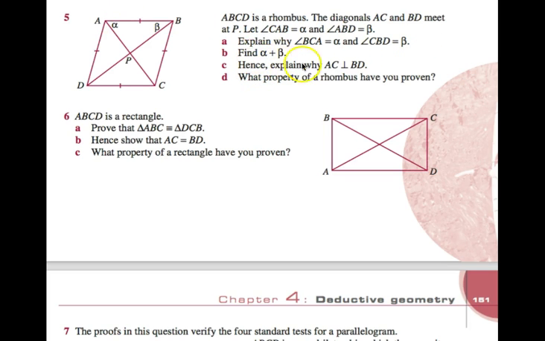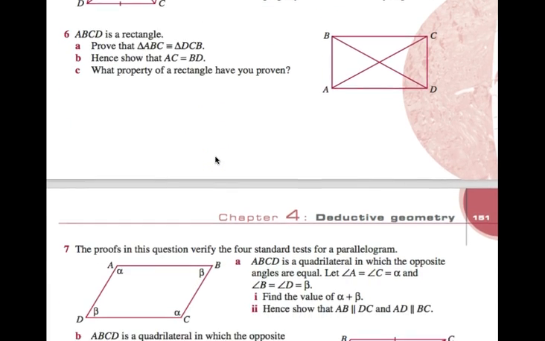You have to find alpha and beta, I think, through all of this. Okay, using angle sum of a triangle with triangle ABC. Then you're going to have to explain why AC is at right angles to BD, and show the property of the rhombus that you've proven. To show AC is perpendicular to BD, you cannot use that diagonals of a rhombus bisect at right angles, because that's what you're trying to prove. You're going to have to use your information from elsewhere in the question, from part A, or more than likely just from part B. Okay.